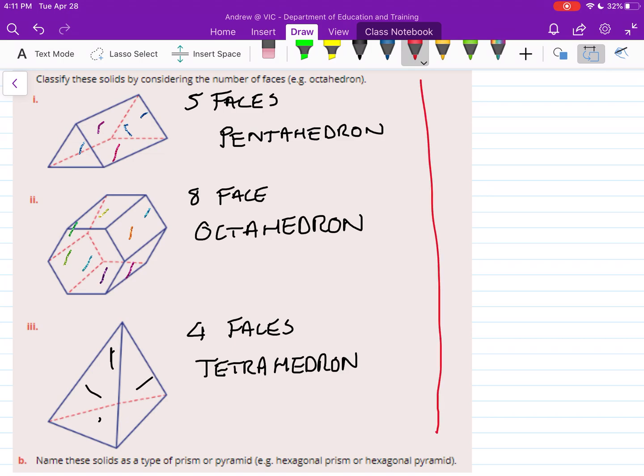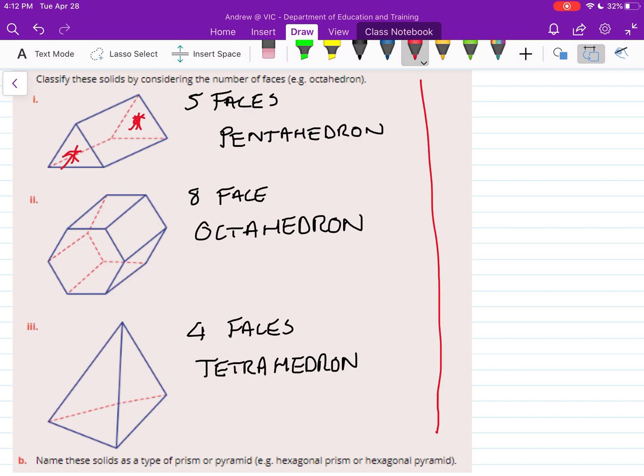Now, if we look down the bottom, name these solids as a type of prism or pyramid. Okay, so a prism or a pyramid. Okay, and we've got examples of what they're looking for there. So our first one, we need to look at what's on the sides here. So here, our first one, we can see at the top, we've got 2 ends to it. So this means that it's going to be a prism. Okay, these 2 ends here, that means it's going to be a prism.